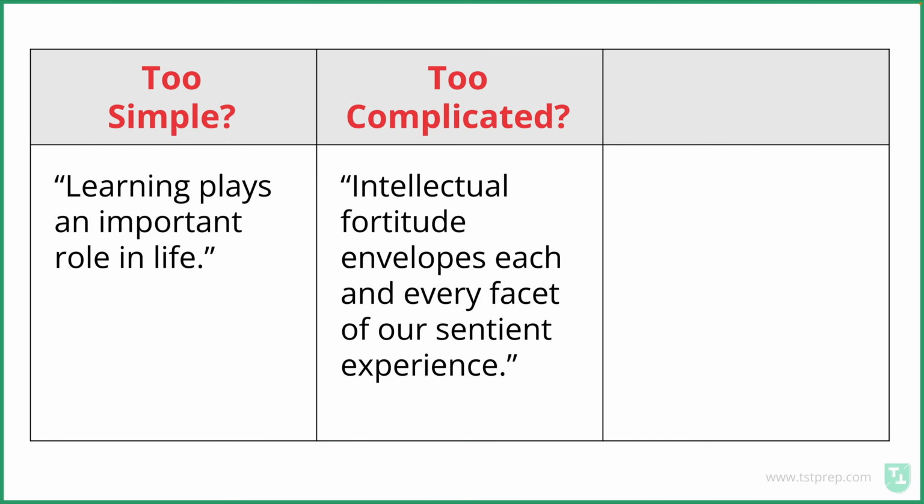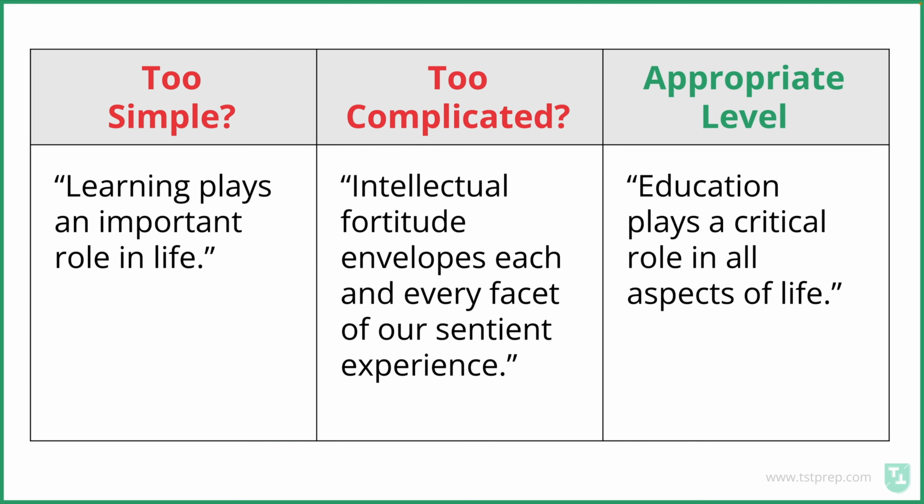You want to make sure that you understand the vocabulary you're using. Intellectual fortitude, sentient experience. These are things that are pretty rare vocabulary, and you might not be confident using it. So you want to be confident using the words that you're going to write down. So a good middle ground is trying to do some small differences that you understand but aren't too difficult for you.